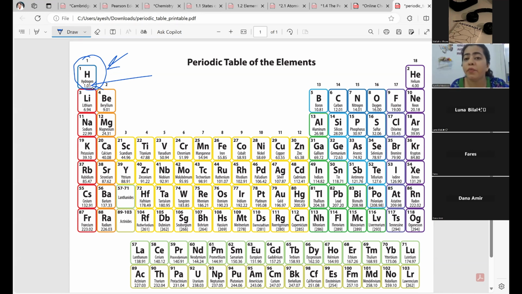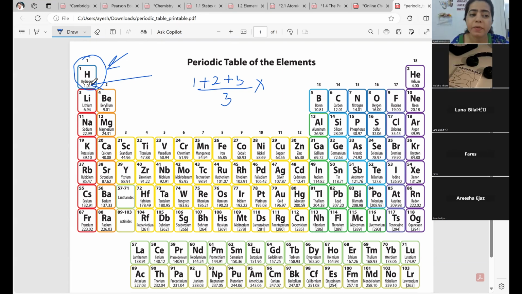How we calculate the average. It's not like the first isotope of hydrogen has mass number 1, the second has mass number 2, the third has mass number 3, add them together and take the average. No, not this method of the average. Taking the average of isotopes has a different method, and that average we write on the periodic table. That is the reason all these masses are in decimals, because these masses are averages of isotope masses. Is this point clear? If there is any question, you can ask.